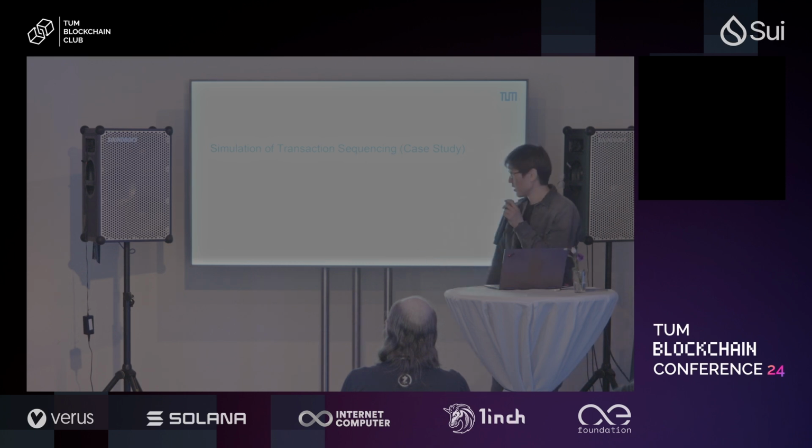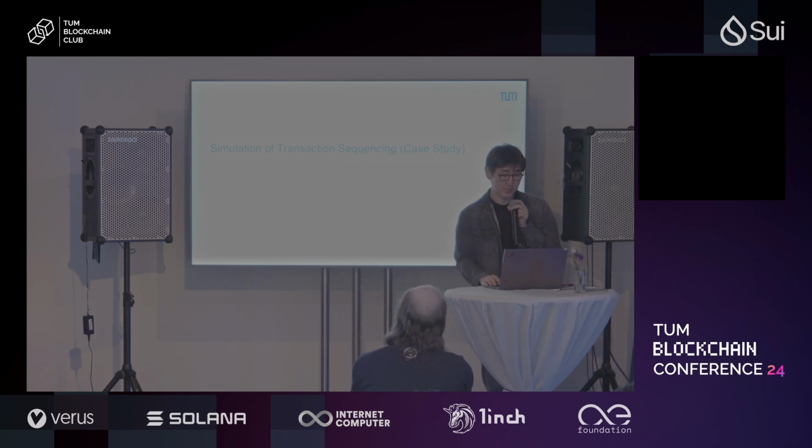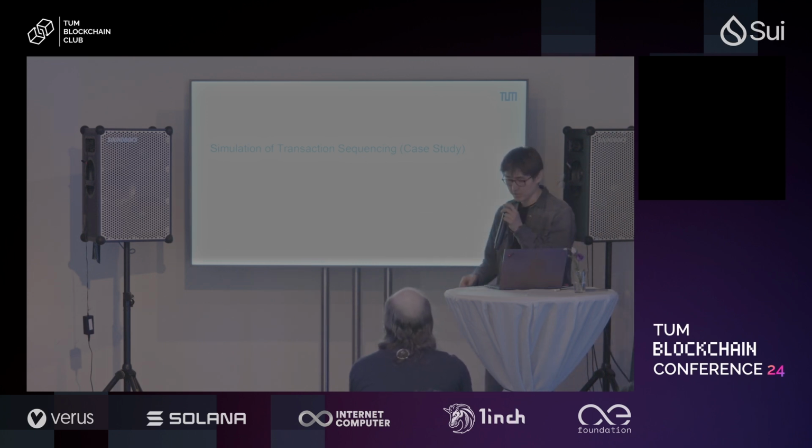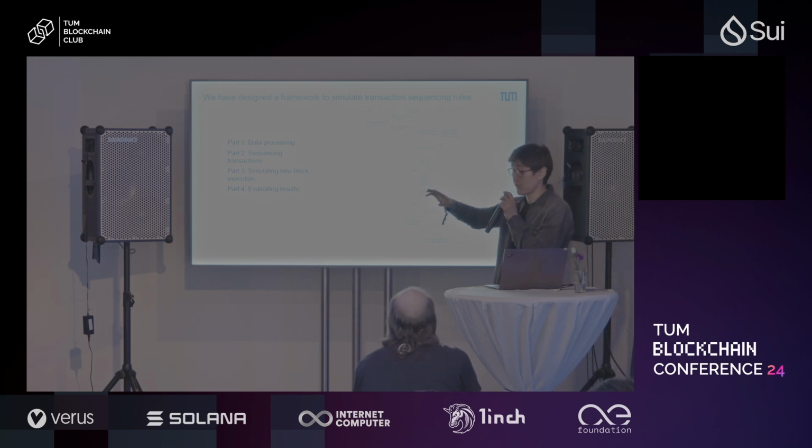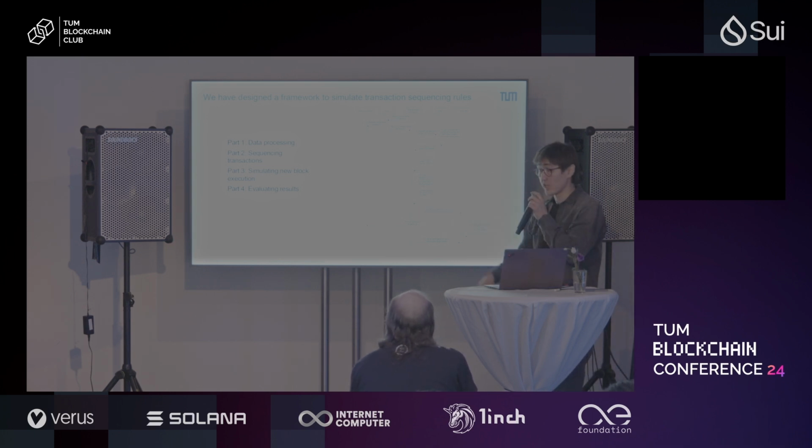And to answer my last question, if sequencing rules actually affect trading on decentralized exchanges, I tried to build a simulation, and I'll present a short case study. So this is a simple framework that I built. I'm basically pulling data from Zoom and Cryo, that I'm forking chain on using Foundry, and that I'm executing transactions.